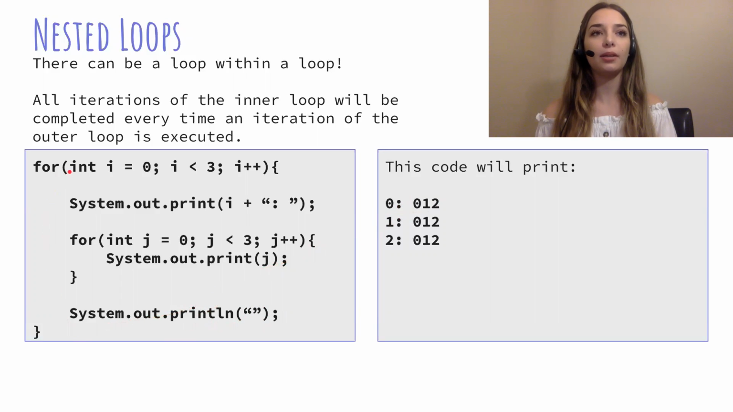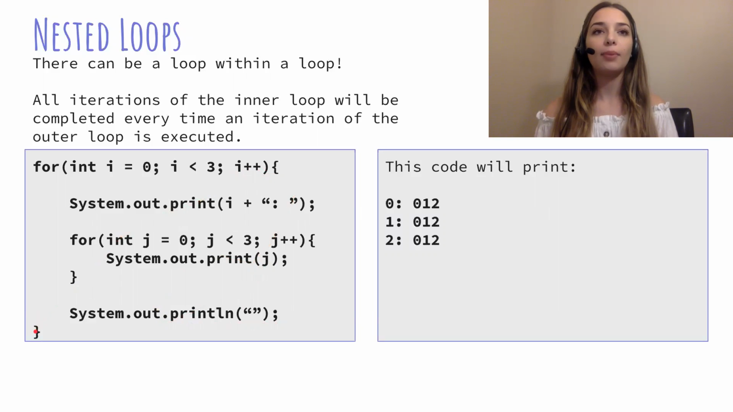We jump back up here. At this point, i now becomes 1. 1 is less than 3. So we print out 1 colon, and then we get into this loop again, and we're going to print out 0, we're going to print out 1, then we're going to print out 2, and then we're done with the loop. We move on, we enter, and then i increments, right? i increments after every iteration of this big outer loop.